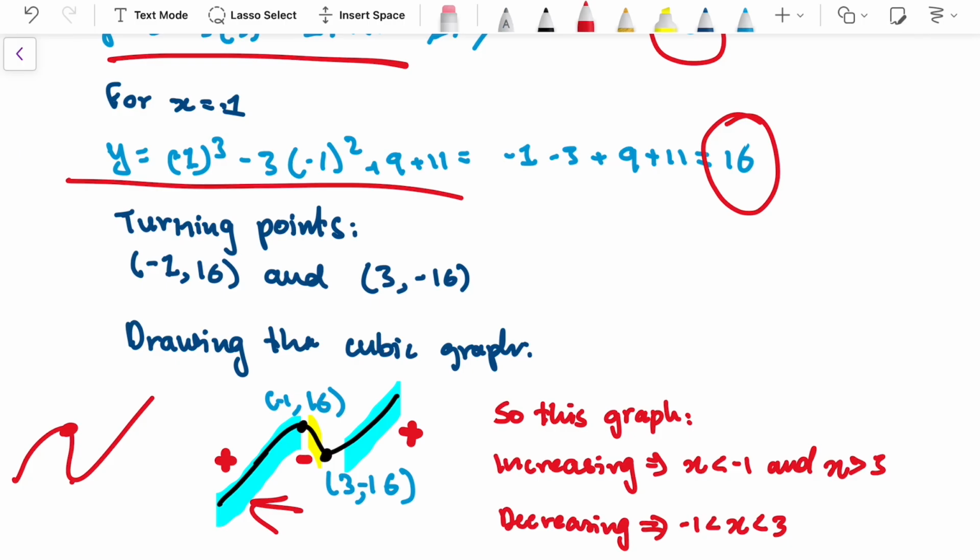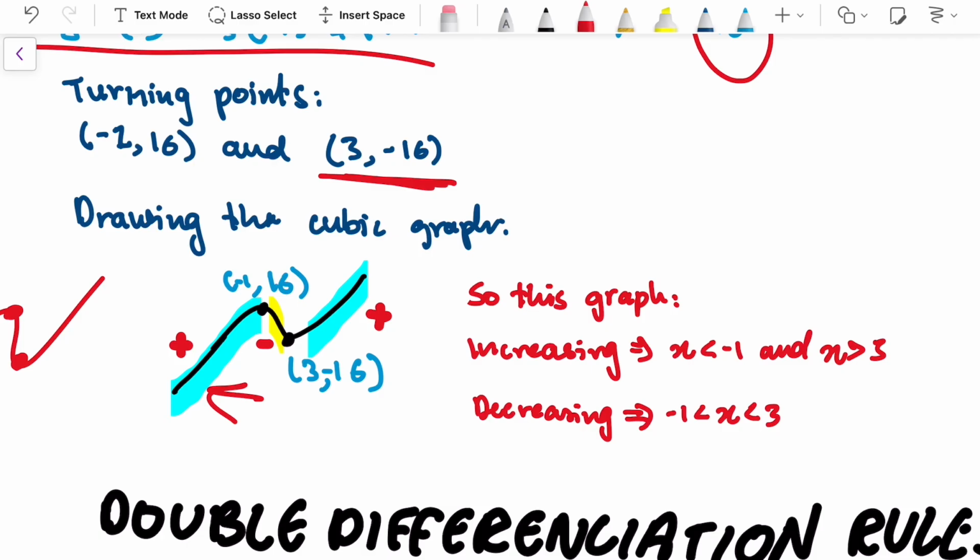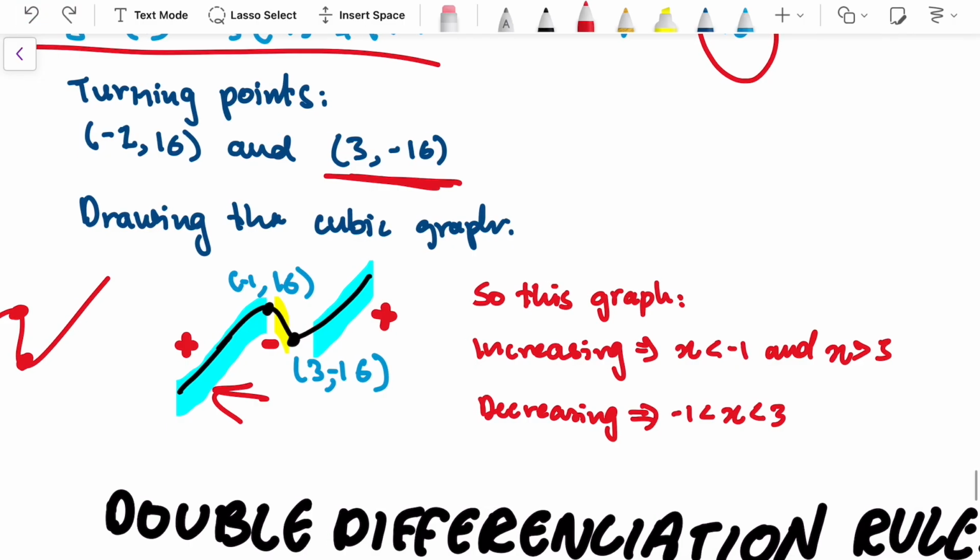And then when we go ahead, we've got this one as our minima, and that is going to be our (3, -16) coordinate, this one. So that's why we can see over here that all of this section is going to be positive, all of this section is going to be negative, and this section is going to be positive. So this is going to be increasing, then decreasing, then increasing.